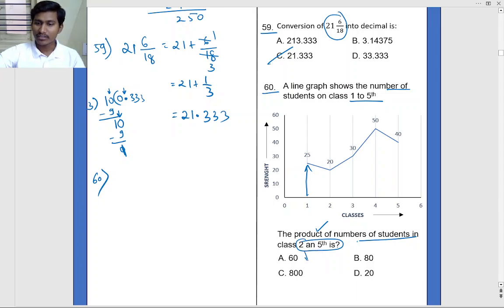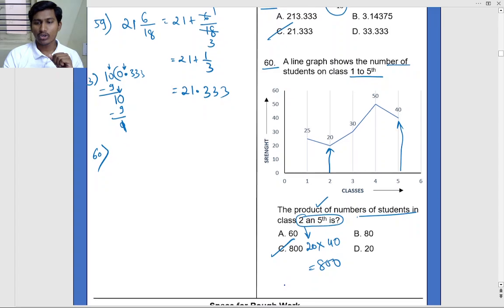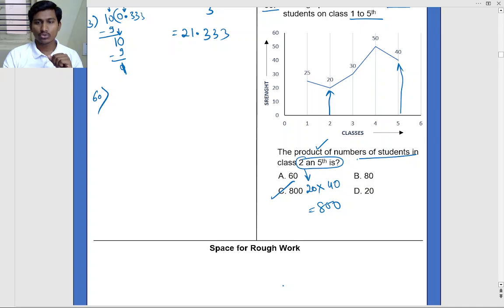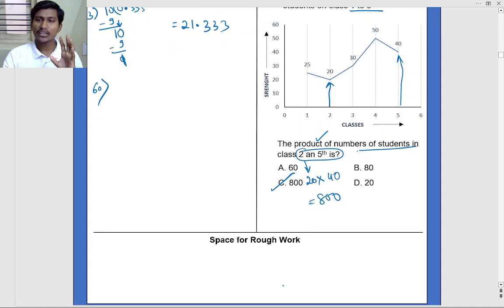So in 2nd class, how many students are there? If you see, this is the number, that is 20 in 2nd standard, into the 5th standard. So in 5th standard, how many students are there? 40 students. So 20 into 40, what will be the answer? 800. So which option is it? Option C. That's it, right? So this is how you have to do it easily. Just read the question, understand it, and you can do them easily.